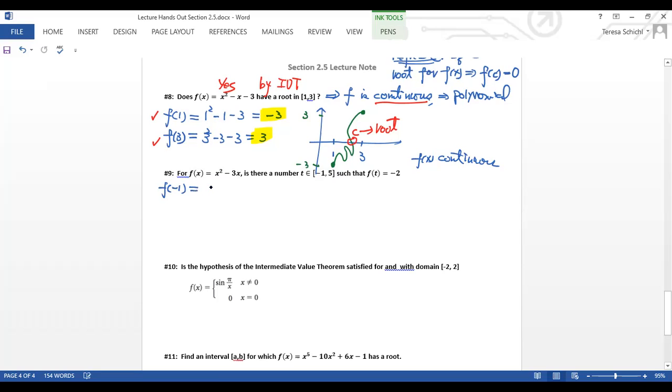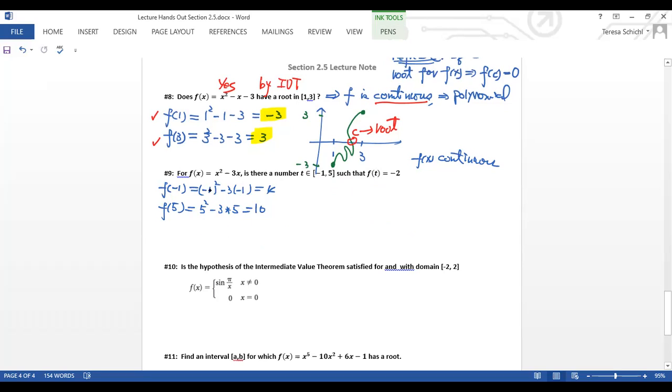Okay, now I will say f of negative 1. So what is f of negative 1? Negative 1 squared minus 3 times negative 1, so what is here is 4, right? Then I also have f of 5, which is 5 squared minus 3 times 5, so what I have here is 10. So then you might jump to a conclusion and say, hey, there's no such number with f of t equal to negative 2. Is that true? Well, not necessarily, all right?